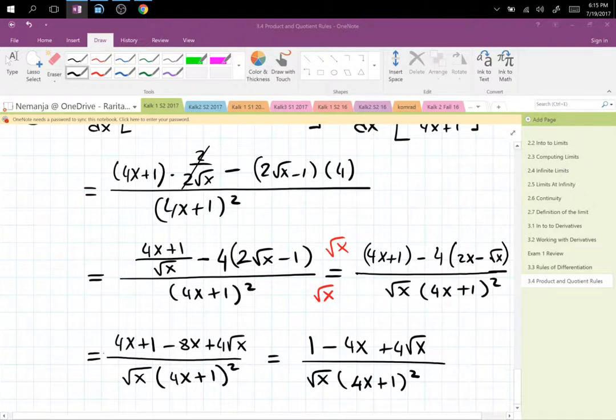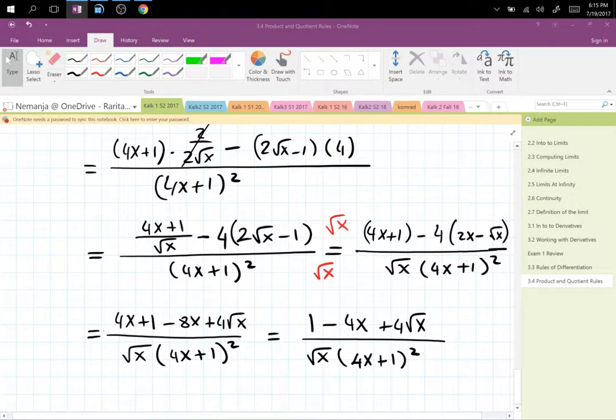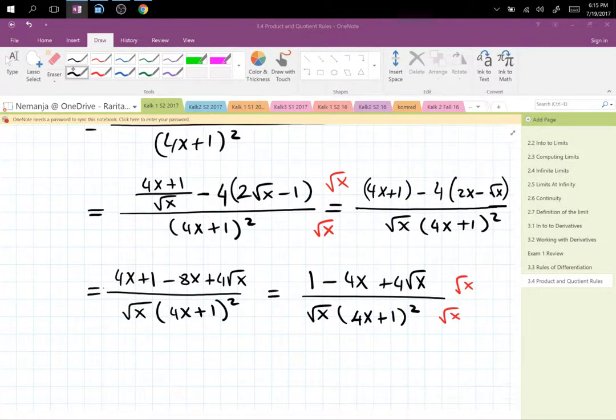The final stage is we don't like the square root in the denominator, right? So we multiply one more time by root x to get rid of that from the denominator, and we're done.